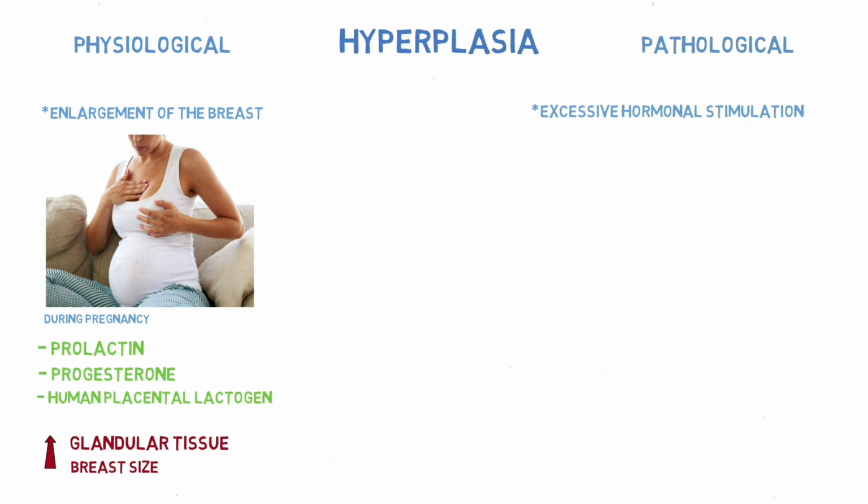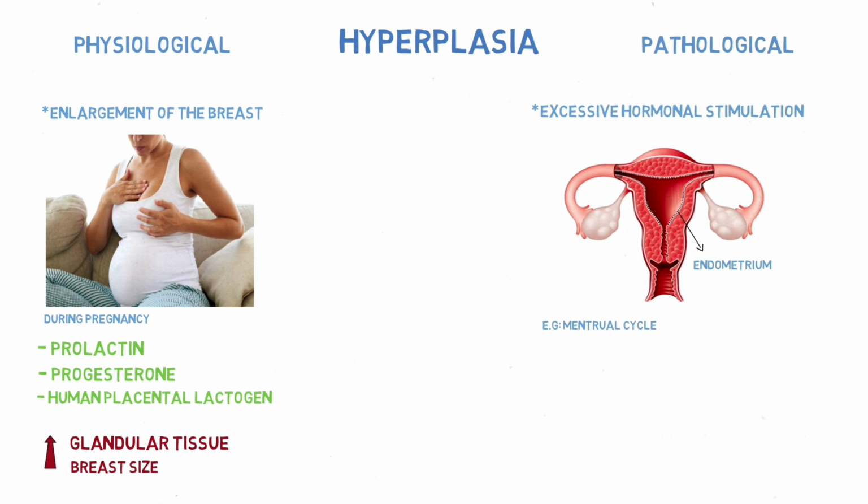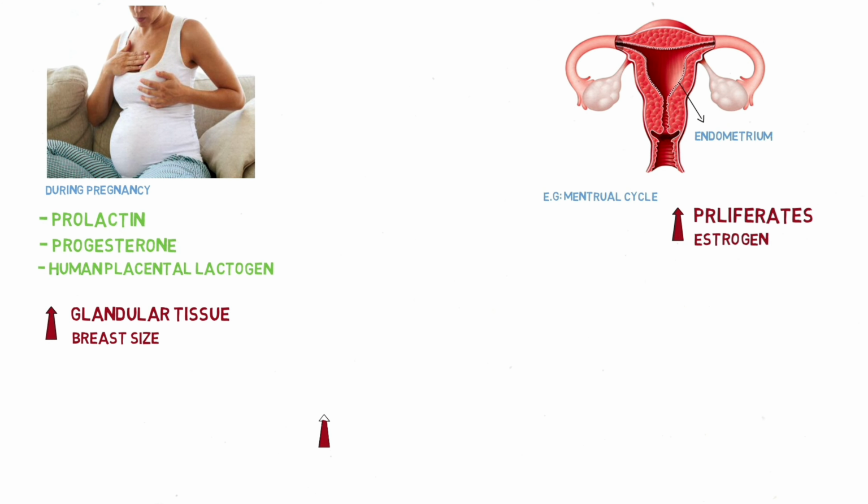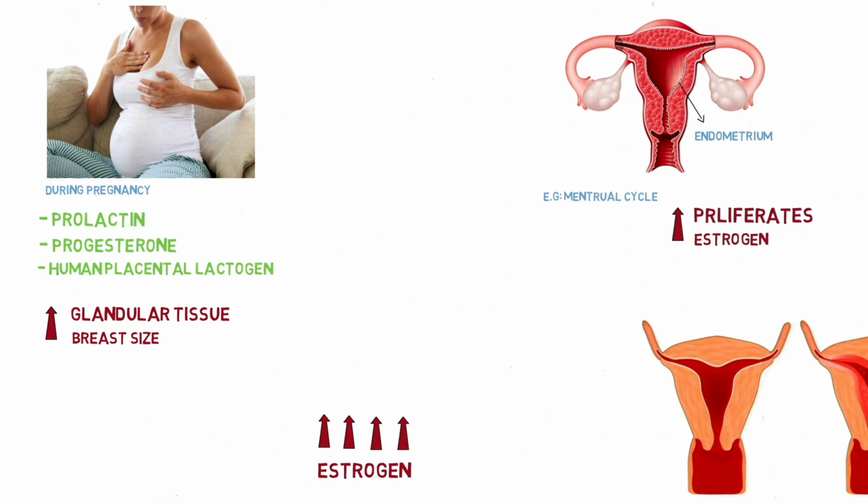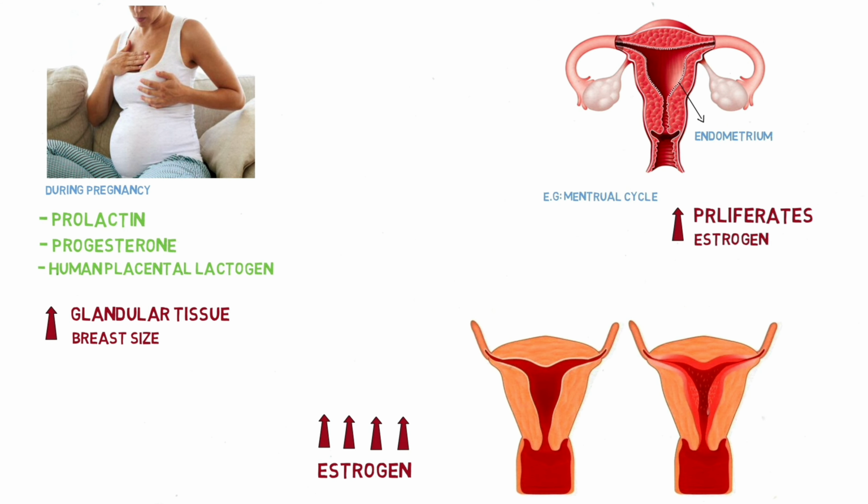For example, normally during a menstrual cycle, the endometrium, which forms the inner lining of the uterus, grows and proliferates when exposed to estrogen. But if there's an overproduction of estrogen by an ovarian tumor, it can lead to excessive endometrial growth, also called endometrial hyperplasia.